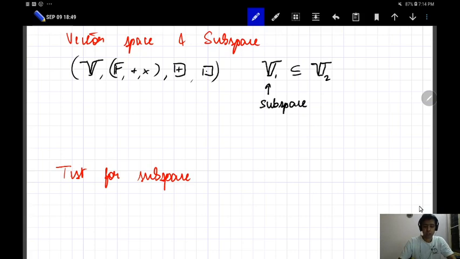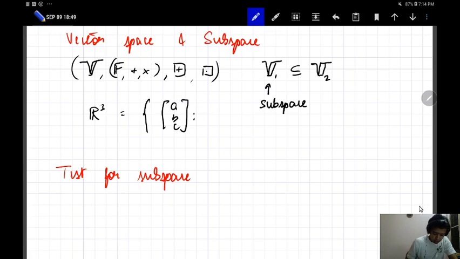So let's see an example. Let's take V2 to be, say, R3. So this is the set of all vectors of length 3, (a, b, c), such that a, b and c are in R, right? So can you think of one vector subspace of R3? You can pause the video and try to come up with an example of some subspace of R3.